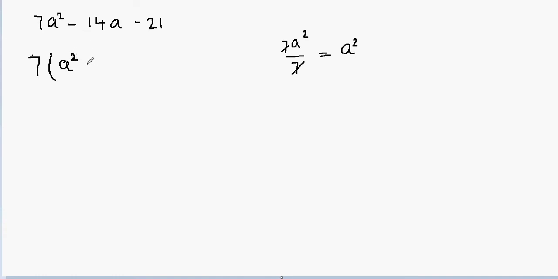Now I have the negative sign. I'll put the negative sign. Now I have to divide 14a by 7. So let's divide 14a by 7. 14 divided by 7 will give me 2, and I'm left with 2a. So I'll write here 2a. Then I have the negative sign, and 21 divided by 7, we can do that mentally. 21 divided by 7 will give me 3.